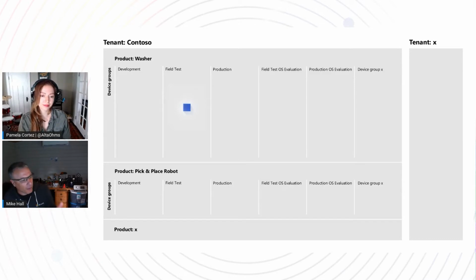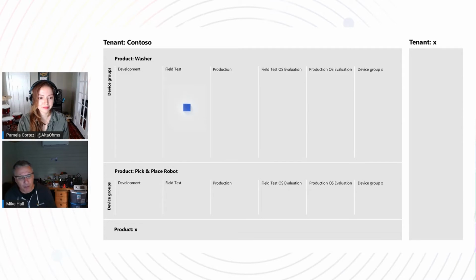And you can see that I've got production, field test, OS evaluation, production, OS evaluation. So that by default, there are 5 device groups that are created for you. And on the right-hand side here, you can see device group X. You have the ability to create your own device groups as well. So, why would you do that?